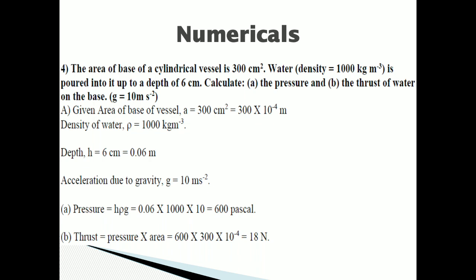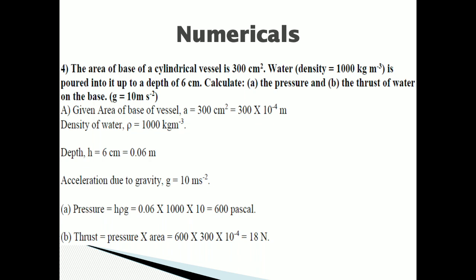Area of the base is 300 centimeter square. Again it is centimeter square to meter square, so we are writing over here directly 10 raised to minus 4. Density of liquid, 1000, has been given. Depth they have given us is 6 centimeter. Again centimeter to meter, we can multiply by 10 raised to minus 2 or divide by 100. So ultimately we'll be getting 0.06 meter. g is 10 meter per second square. Now we know pressure is h rho g. So h is 0.06, rho is the density of liquid, that is 1000, g is 10. After substituting the values, you will be getting the answer as 600 Pascal.